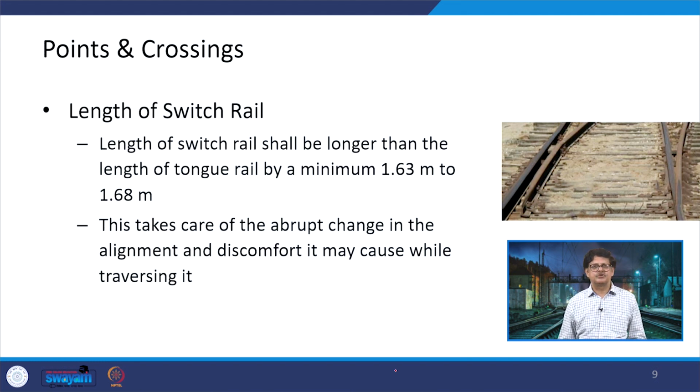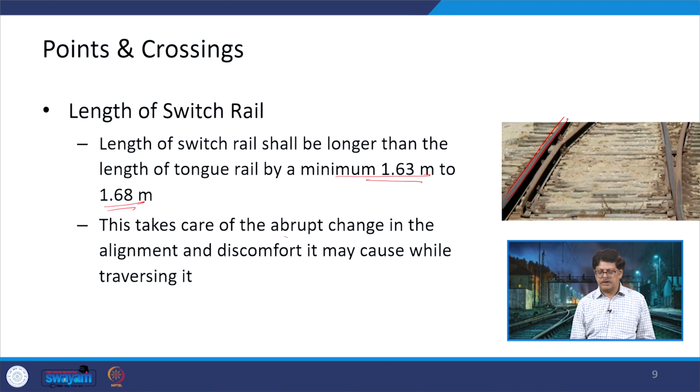Then the length of the switch rail. This length of the switch rail shall be longer than the length of the tongue rail by a minimum of 1.63 meters to 1.68 meters, with respect to the rail against which it is going to butt. That particular rail can also be termed the stock rail.